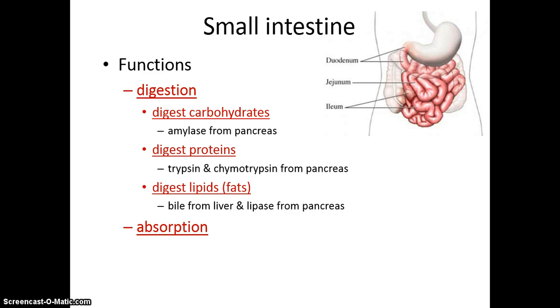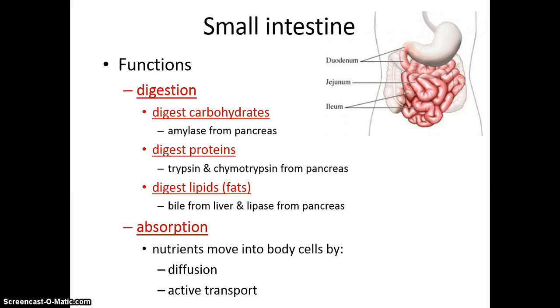Carbohydrates get digested with something called amylase. Trypsin and chymotrypsin help digest proteins, and then you have bile and lipase helping out with the fats. Most of your nutrient absorption actually occurs in the small intestine, and it moves into body cells, again, by diffusion and active transport.